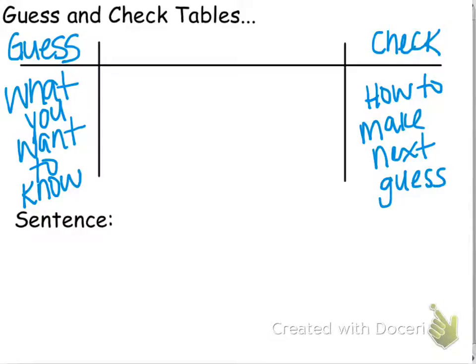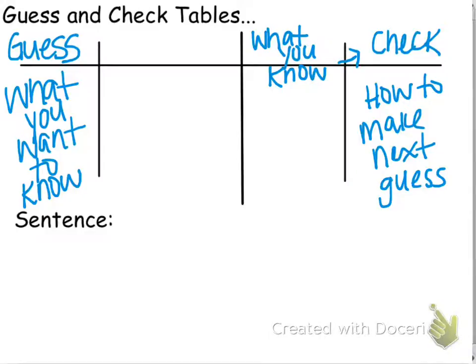The second to last column in your guess and check table will be what you know, what information you're told. And then that's what you're going to use for your check. And all these other ones in between are just going to have some work, and the number of columns will depend on the word problem. So the first column's our guess, the last column's our check, and the second to last column is what we know, and that's what we'll check.